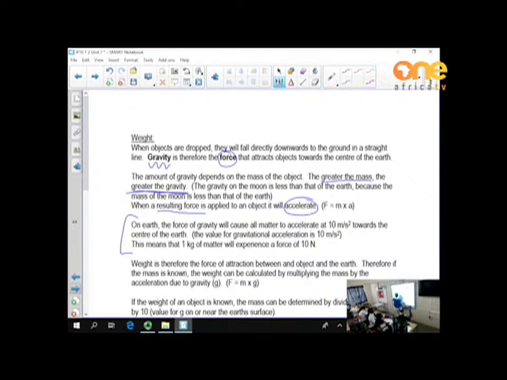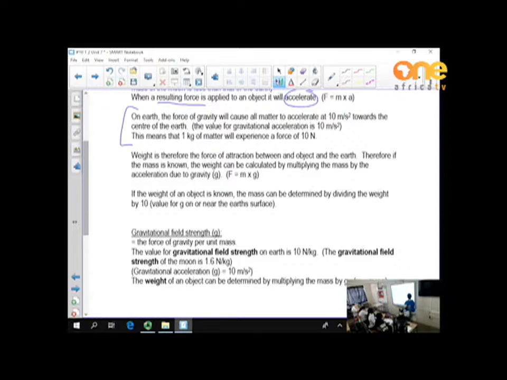On the Earth, force of gravity will cause all matter to accelerate at 10 meters per second squared, because for 1 kilogram, it will exert a force of 10 Newton. Okay? So what would the acceleration be? We know F is equal to m times a. So if F is 10 and mass is 1, what is acceleration? 10. All right, so the force of gravity makes any object accelerate at 10 meters per second squared.